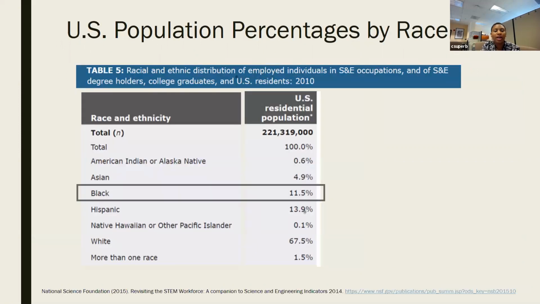So thinking about those statistics, let's turn this around and look at STEM. Right now we see that in science and engineering occupations, Black people make up 11.5% of the population. I want you to think about, if you see this population number, what percentage of Black people do you think are in STEM education and in STEM occupations? So think about that.